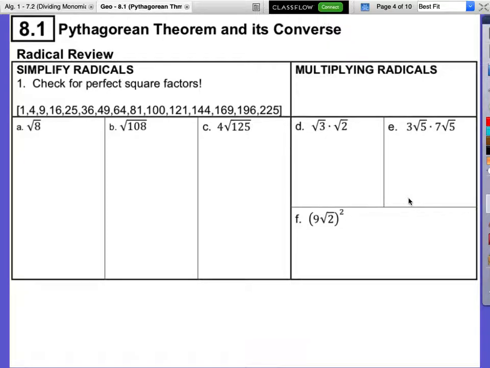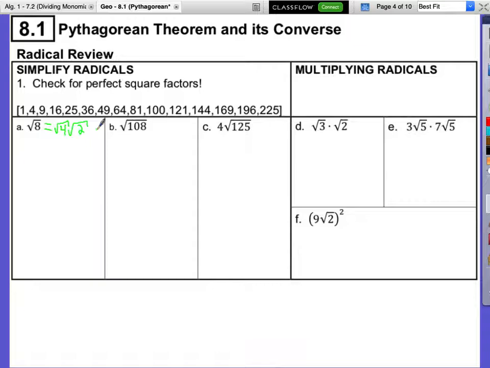So is there a perfect square? Notice how the first 15 perfect squares are listed here for us. That's kind of convenient. Is there a factor of this that is also a perfect square? 4. So we can say that the square root of 8 is equal to the square root of 4 times the square root of what other number? 2, because the square root of 8 is equal to the square root of 4 times the square root of 2.